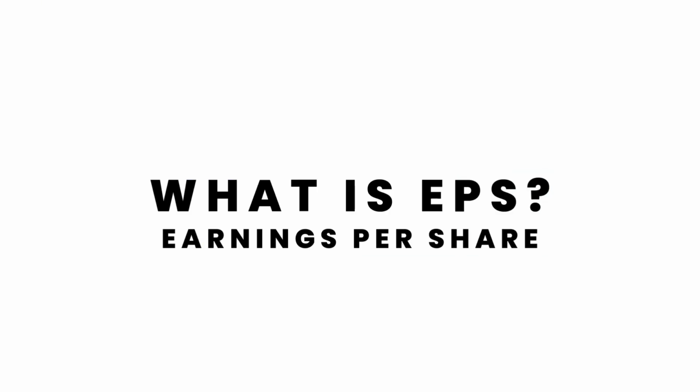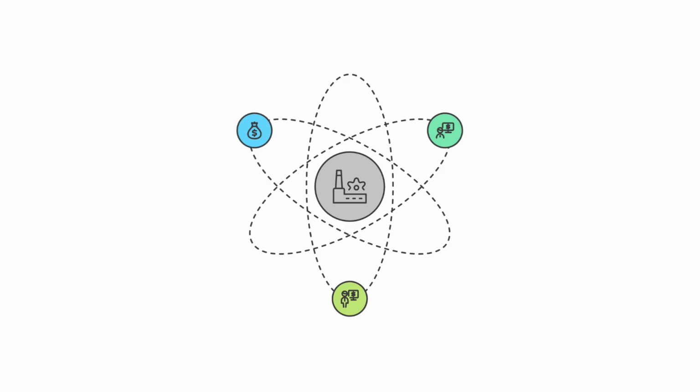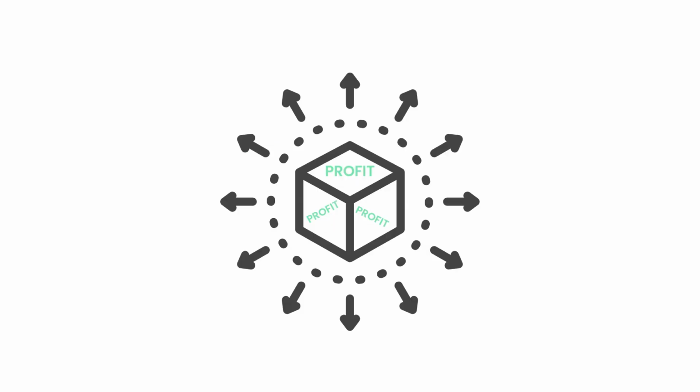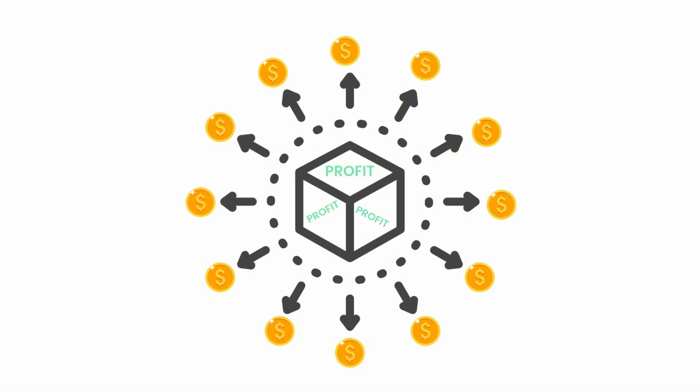So let's break it down. What is EPS in plain English? Well, at its most basic level, EPS tells you how much profit a company is making for each share of its stock. It's a way to measure a company's profitability on a per-share basis. Makes sense. So it's like if you take all the company's profits and divide it equally among all the shares out there. Exactly. It gives you a snapshot of how much each piece of the company is actually earning.